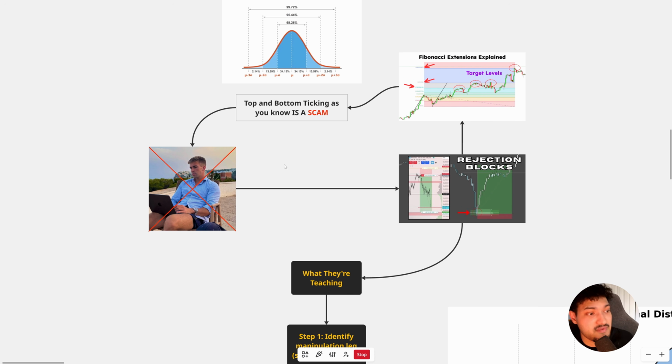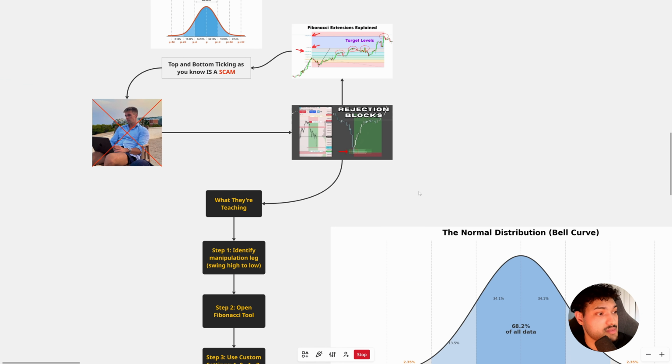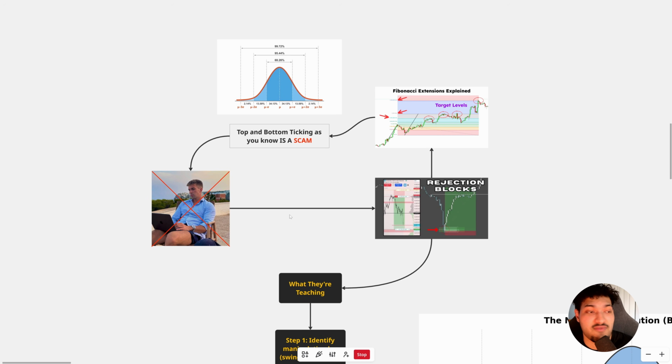I'm going to prove this, right? Not with opinions, but with actual math. As you can see, we're going to be talking about bell curves, right? We're going to be talking about normal distributions, and it's very important to understand how these dynamics and concepts work in tandem with each other.